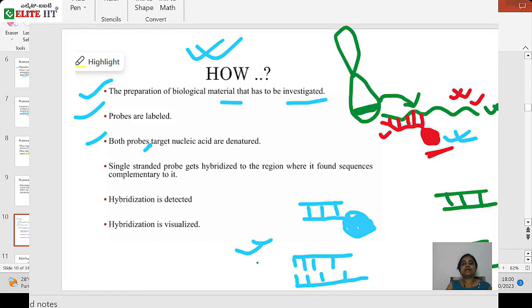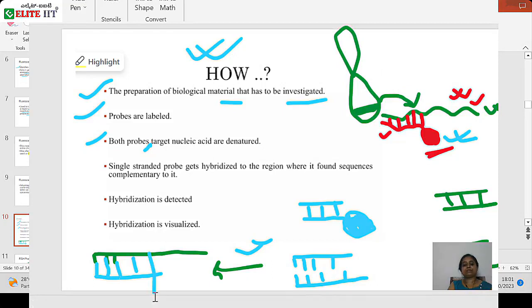So finally, what will happen from this step, just follow. There will be hybridization of the green color on your gene of interest, and there will be bonding with the probe. So these two single strands will bind together. The single strands bind together to make a double strand.